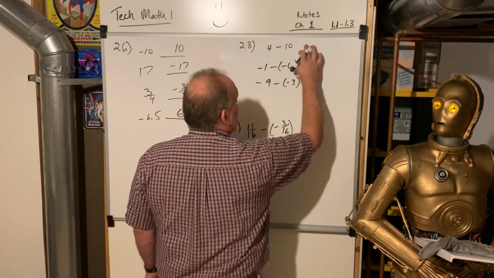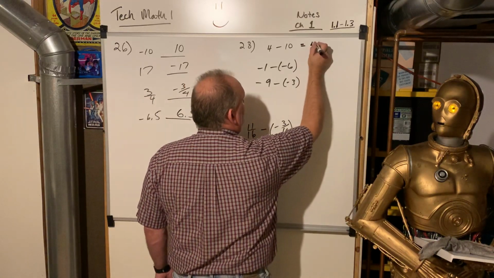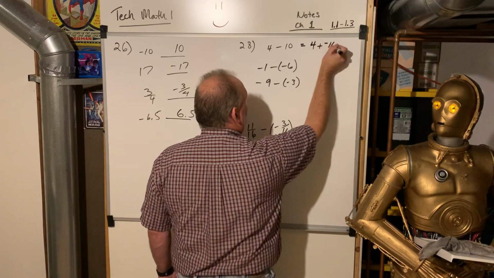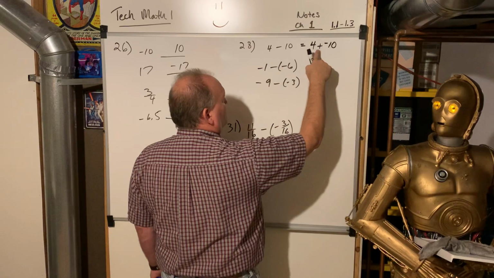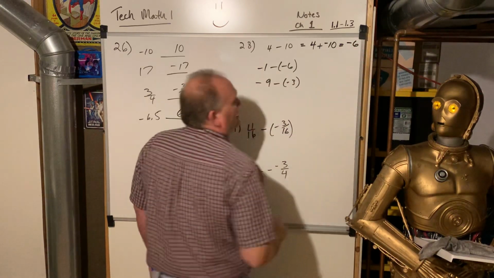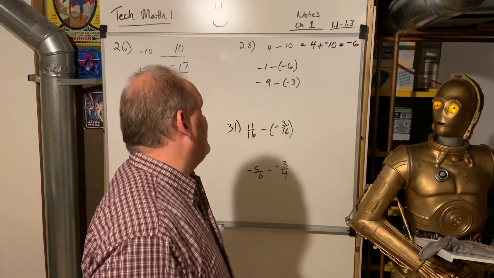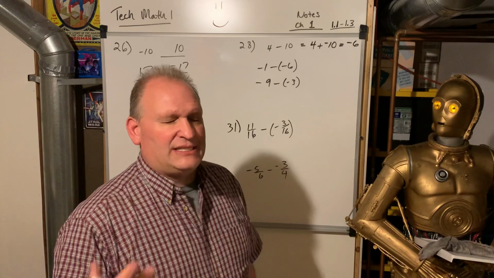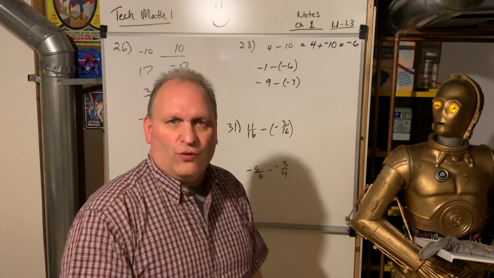Here, you might have had a teacher at some point make you write them as addition problems, like 4 minus 10, they wouldn't let you write that. They made you write 4 plus negative 10. The reason that they did that was likely because so many students make the mistake when they see 4 minus 10, their brain yells 6, 6, 6, because you're just used to 10 minus 4.